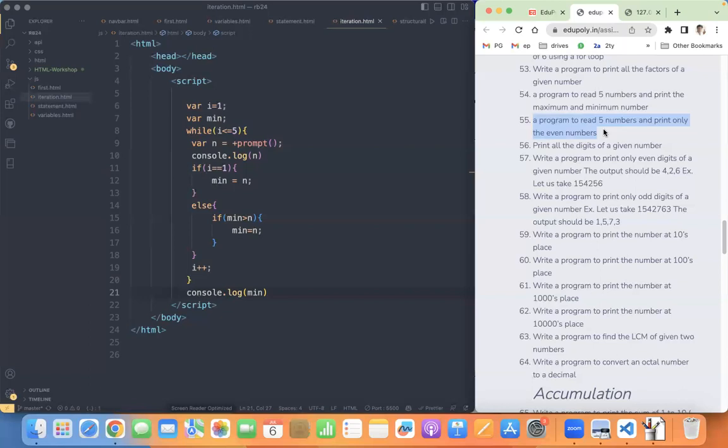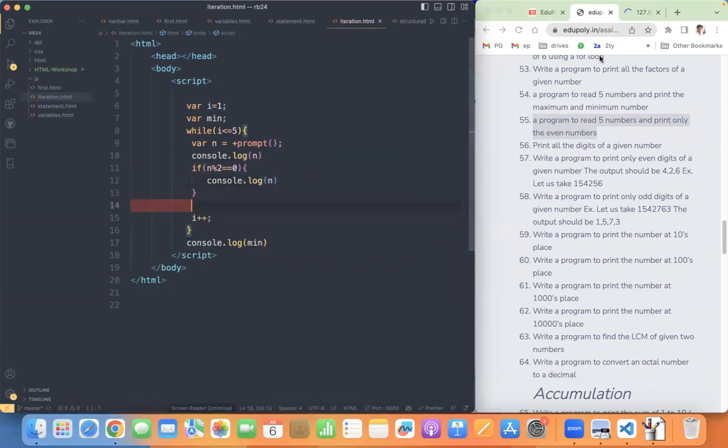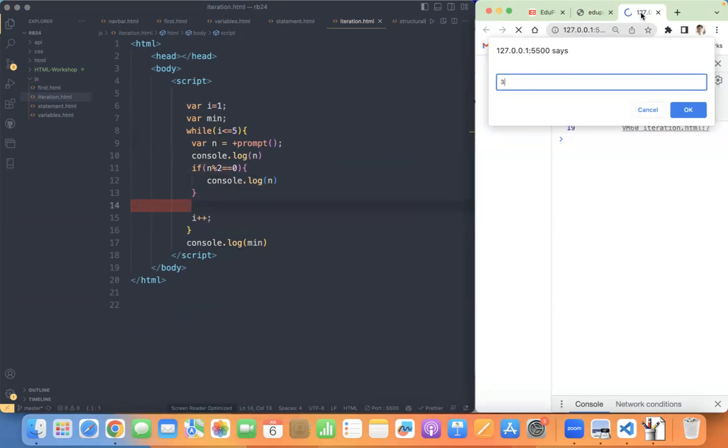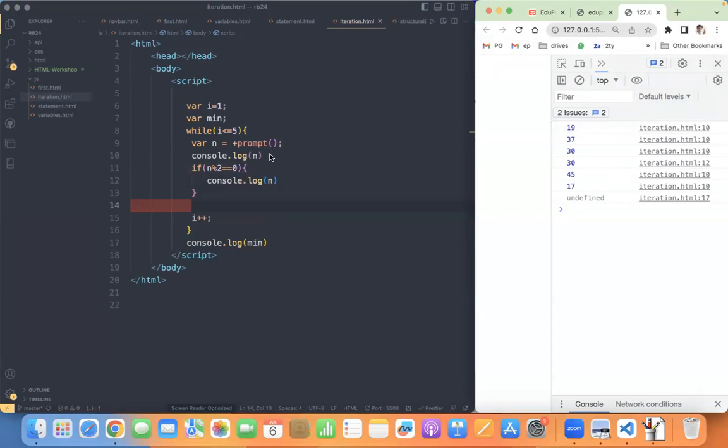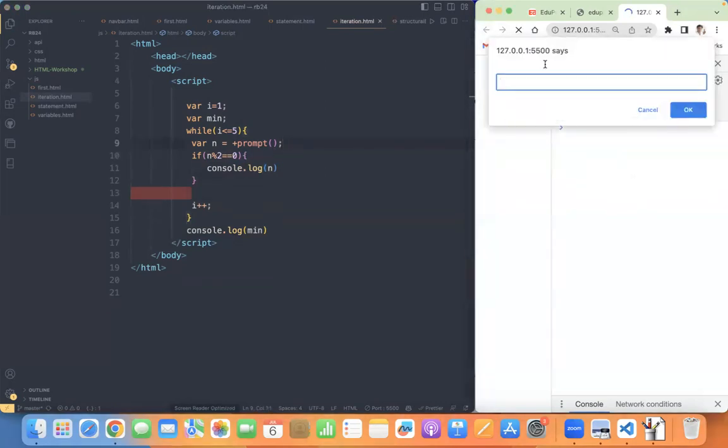Read 5 numbers and print only the even ones. So every time I read, I will check whether that n is divisible by 2 or not. If it is divisible, then console.log of n. I read 5 numbers: 19, 37, 30, 45, 17. Okay, because every time I am printing here also, you are not getting it. Okay: 10, 48, 19, 35, 16.